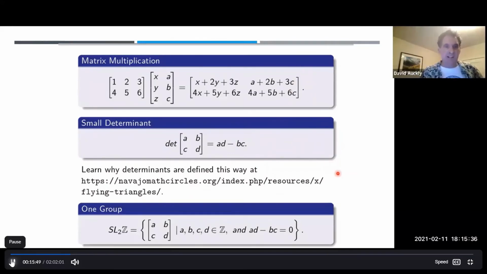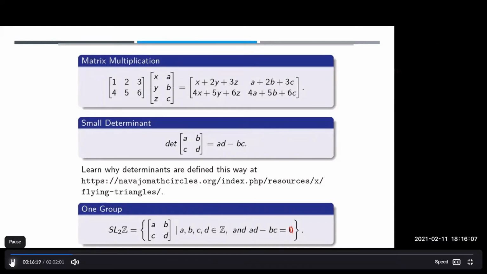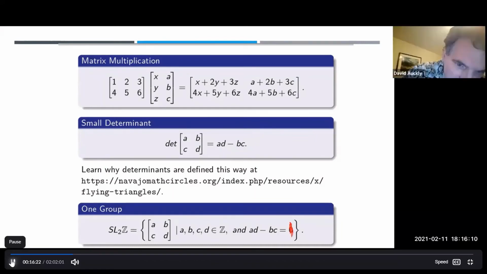Once we have these concepts, I can define a collection of matrices. So this is going to be the 2 by 2 boxes of numbers where each number is an integer. Oh no, that's a major typo. I will change that. That is supposed to be a 1. Let me make that bigger. That's kind of embarrassing because this is one of the major players in our group.